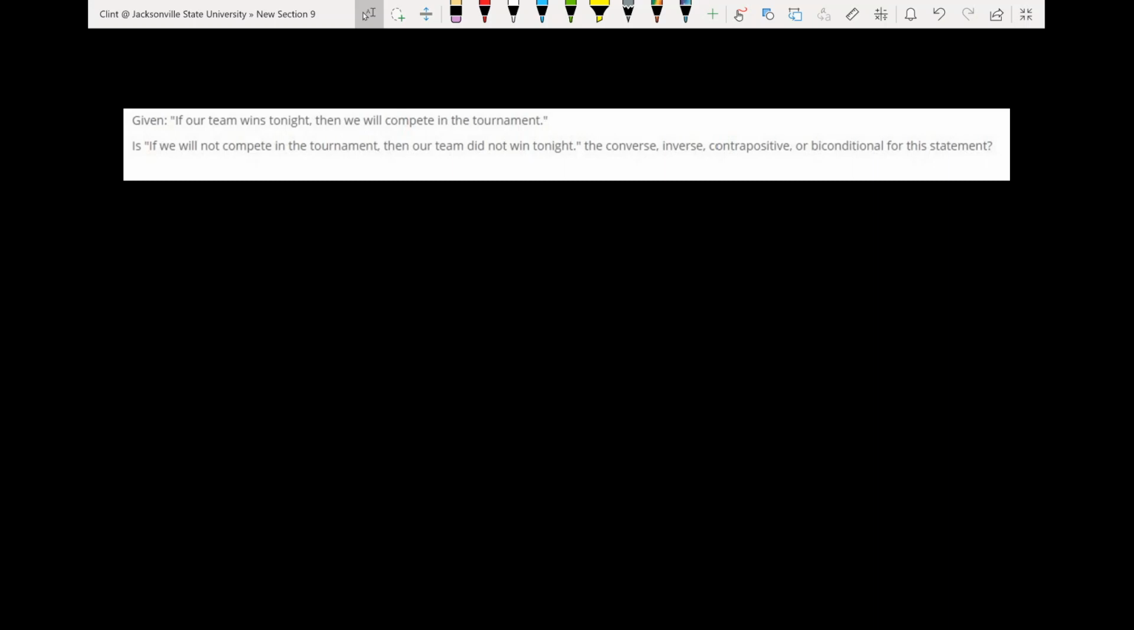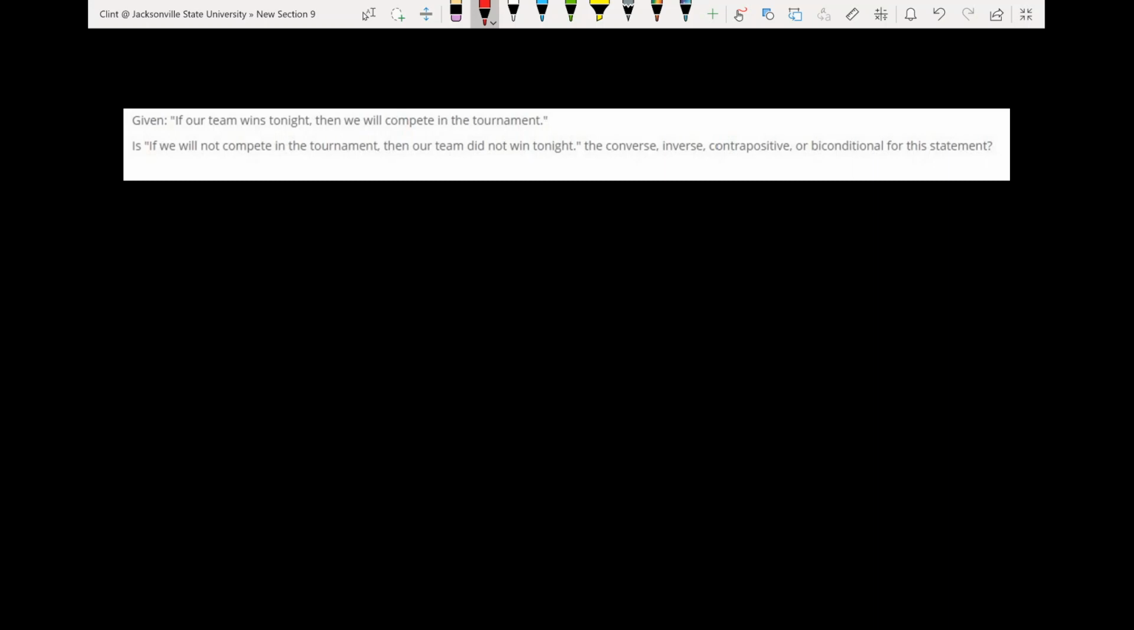All right, I had some requests for section 3.3 to do a few of the tougher problems out of it. So let's look at one like this. I just pulled these straight out of the book. We're given a statement: if our team wins tonight, then we will compete in the tournament. And it says if we will not compete in the tournament, then our team did not win tonight. Is this the converse, inverse, contrapositive, or biconditional for this statement?